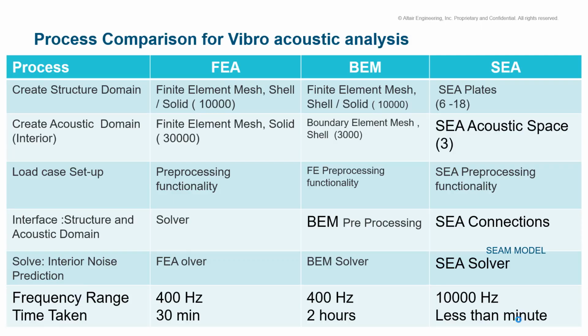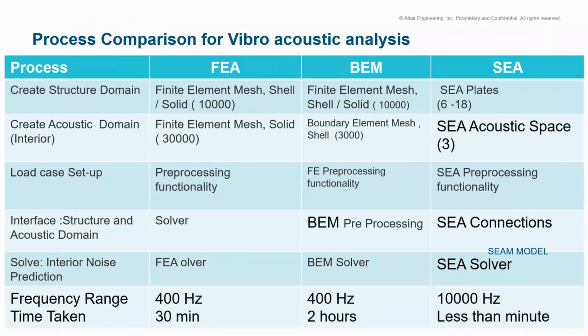So just to briefly explain the difference between FEA and SEA. If you want to solve a vibroacoustic analysis of a small dash, for example, you need a minimum of 10,000 elements if you want to solve till 4,000 hertz to represent the dash. And you need acoustic elements of minimum 30,000 elements to represent this.